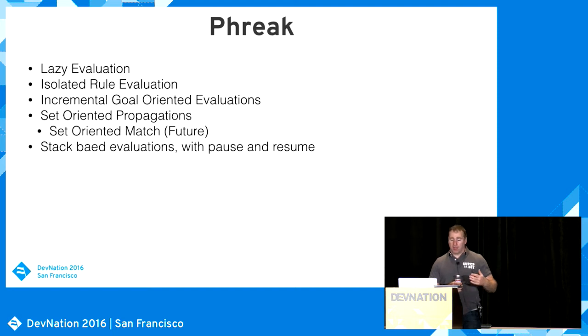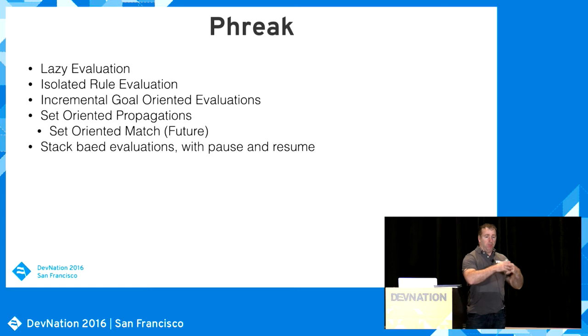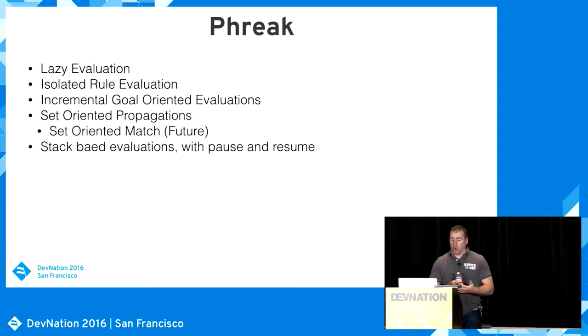We also wanted, if it's going to be lazy, to have isolated rule evaluation, because I want to say, evaluate this rule now. And we wanted incremental goal-oriented evaluations, because I want to evaluate this rule, but if the data changes in the future, I want to also be able to still incrementally update it. I don't have to calculate it all again. I want all the advantages of RETI. I just don't want it to evaluate all rules all the time when the data changes.